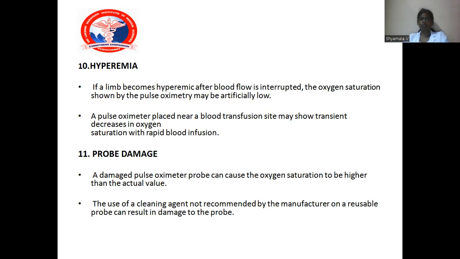Probe damage also causes inaccuracy of the pulse oximeter reading, which may be caused by a cleaning agent, or by changing to a cleaning agent not recommended by the manufacturer on a reusable probe. A damaged pulse oximeter probe can cause the oxygen saturation to be higher than the actual value.